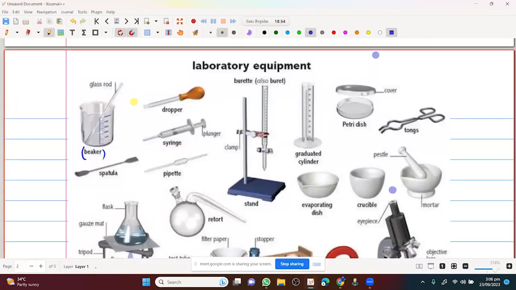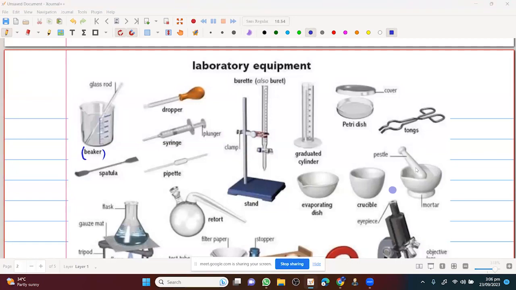So can you see it, beta? Yes. Yes, ma'am.